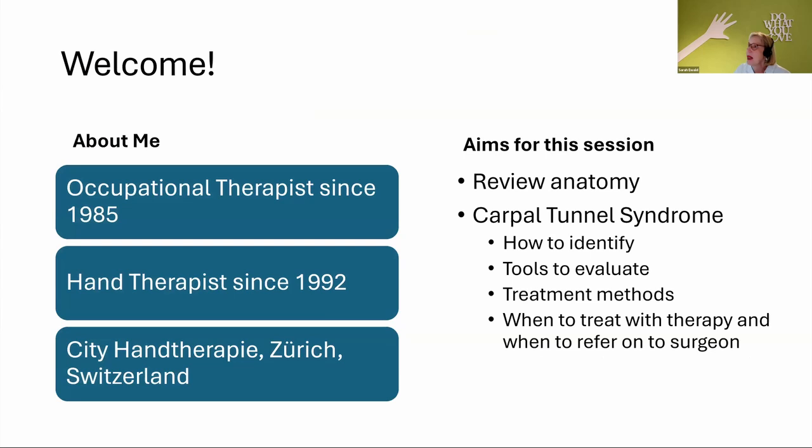So we'll just move over to the aims for this session. We're going to review anatomy regarding the carpal tunnel specifically. We're going to look at carpal tunnel syndrome, how to identify this, some tools to evaluate it, treatment methods for it, and also quickly look at when conservative treatment with therapy is appropriate and when the patient should be referred on to a surgeon because the case is so severe.